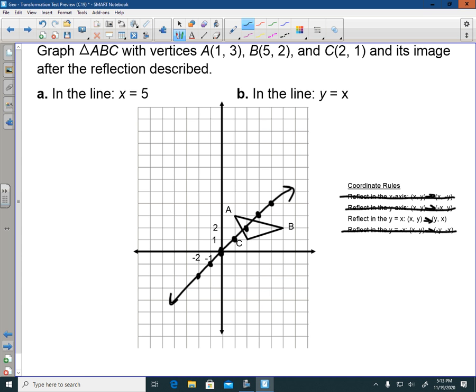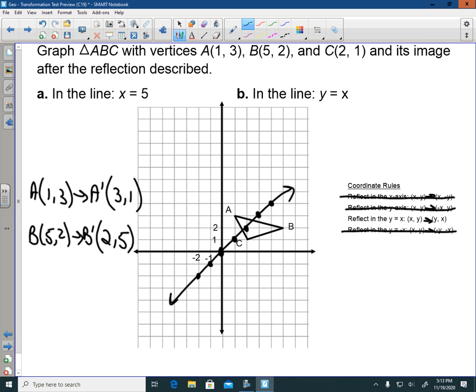So you need the values of that point. Well, A, as it says in the problem itself, is at 1, 3. So in order to get A prime, we just flip-flop those values, so we get 3, 1. B is at 5, 2, which means that B prime must be at 2, 5. C is at 2, 1, so C prime must be at, yep, you guessed it, 1, 2. And those are the new points that we will plot.